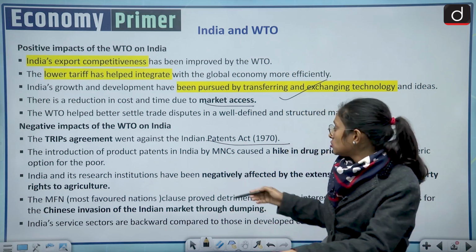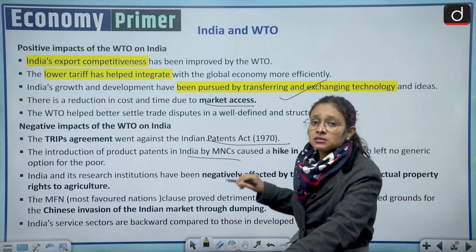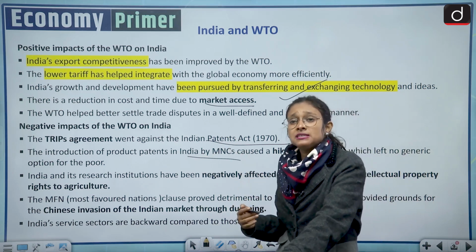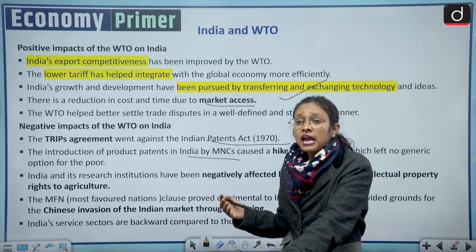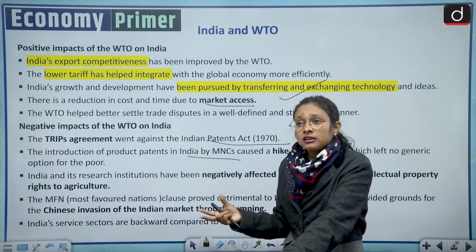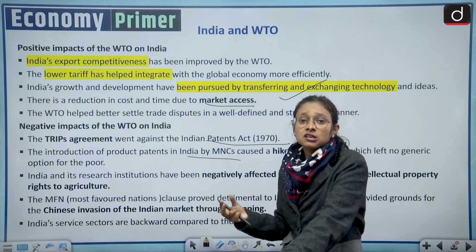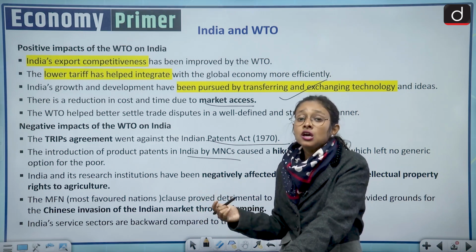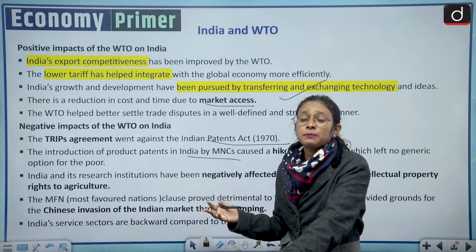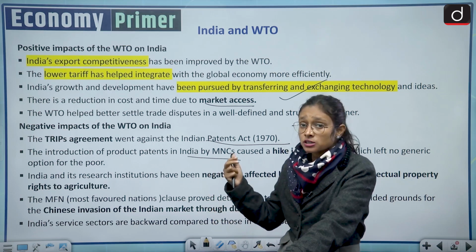And then also the introduction of patents by MNCs. Because MNCs have introduced so many patents, there are no generic drugs left, and if generic drugs are left, they are very high cost. So it gives problems to poor people because they cannot afford high drug prices.